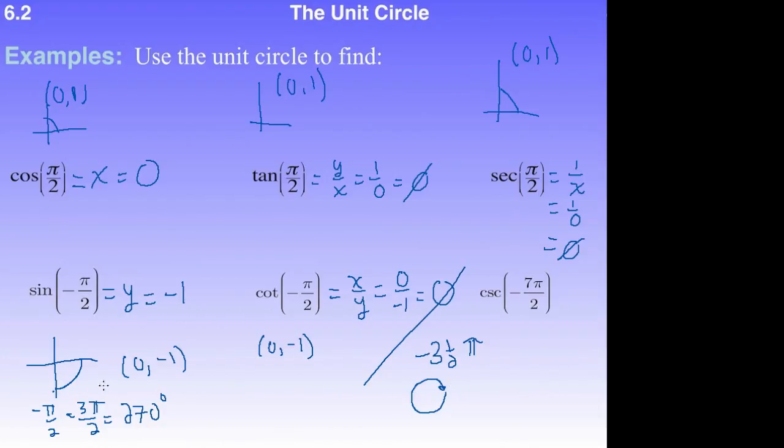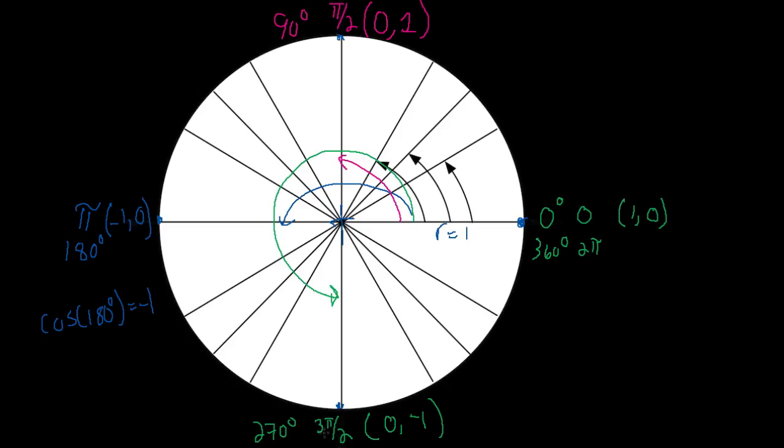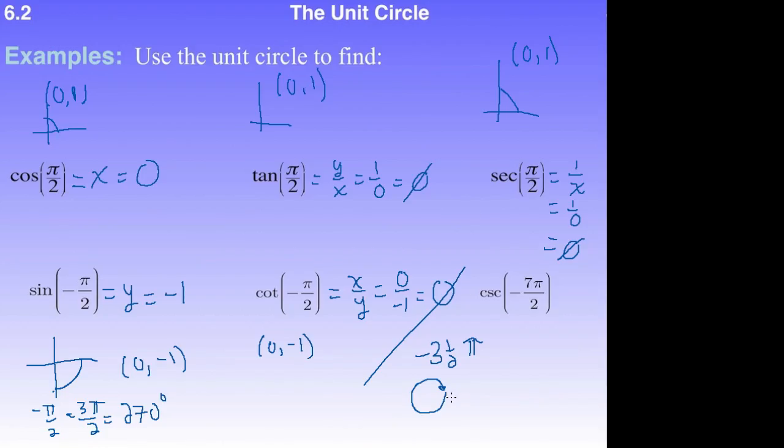1.5 pi is the same thing as what happened down here. 1.5 pi is 3 pi over 2. So I'm going to go 270 degrees, but backwards from this spot here. So 270 degrees puts me right here. So -3 pi over 2, sorry, -3.5 pi, or -7 pi over 2, is the same thing as finding the cosecant of pi over 2. That's a little bit confusing, so you might want to think about that again.